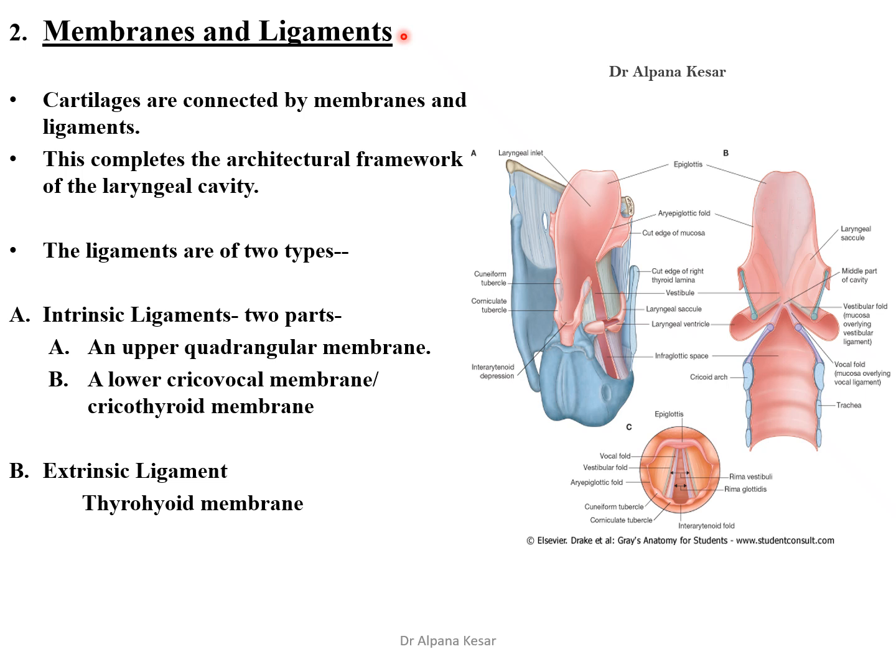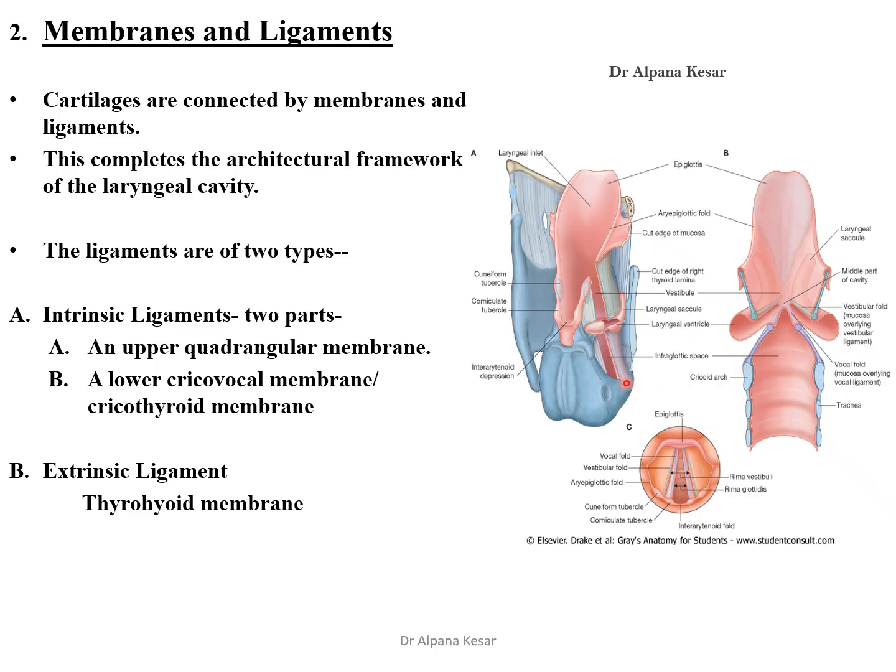Membranes and ligaments. The architectural framework of larynx, which is formed by the cartilage, is completed by ligaments and membranes. There are 2 intrinsic ligaments and 1 extrinsic ligament or membrane. The 2 intrinsic ligaments are the upper quadrangular membrane, which is this, and the lower cricovocal membrane, which is this.